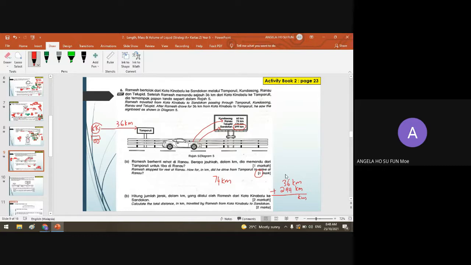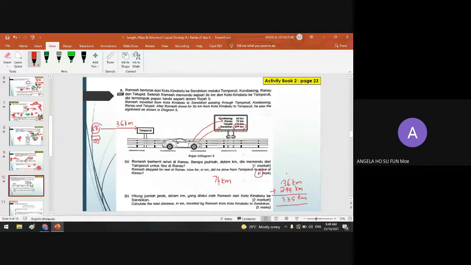Okay, 9 plus 6 is 15. 9 plus 1 is 10, plus 3 is 13. And 2 plus 1 is 3. So the total journey is 335 kilometer from Kota Kinabalu to Sandakan. Okay, this is still quite easy to understand.